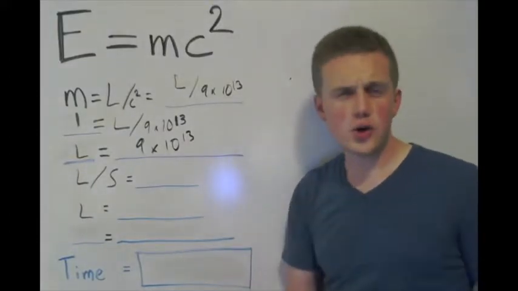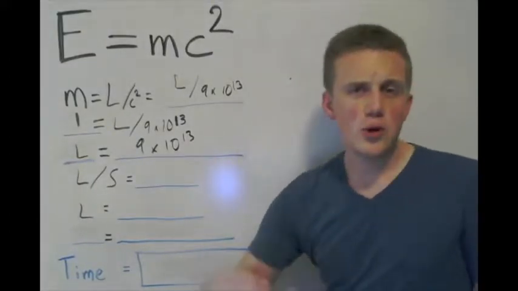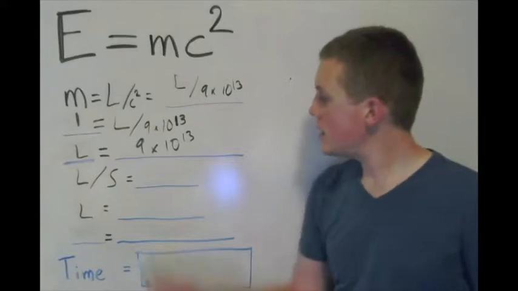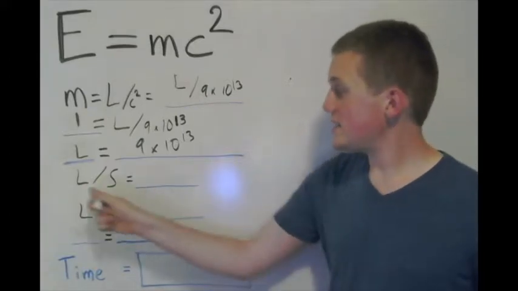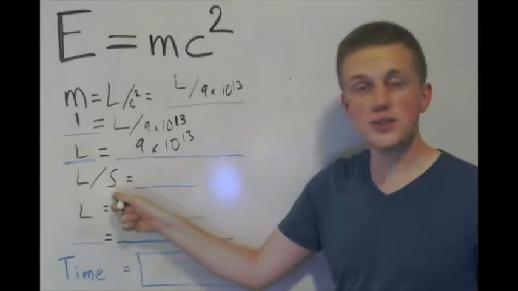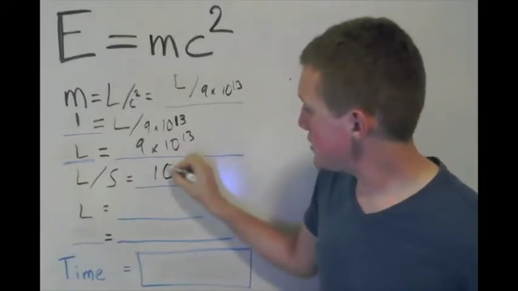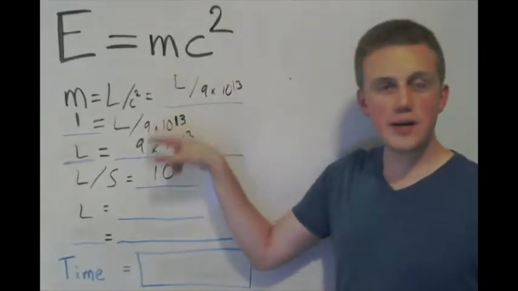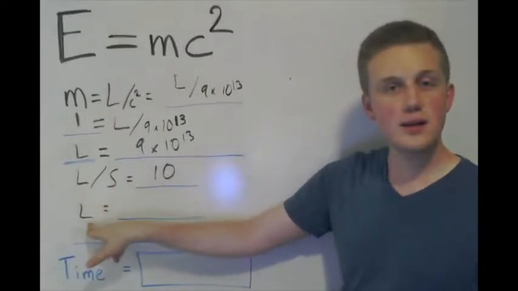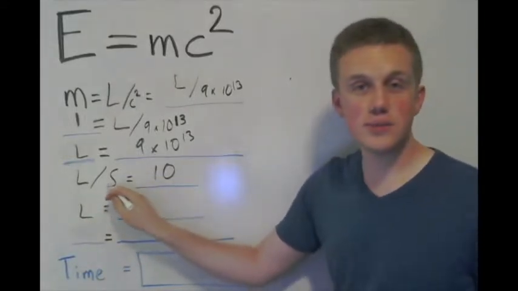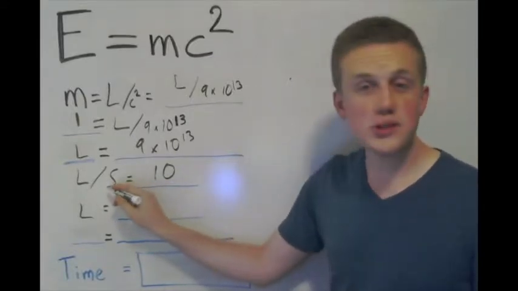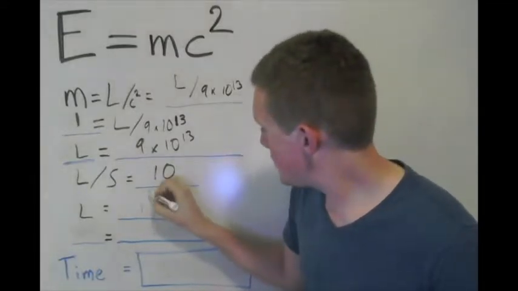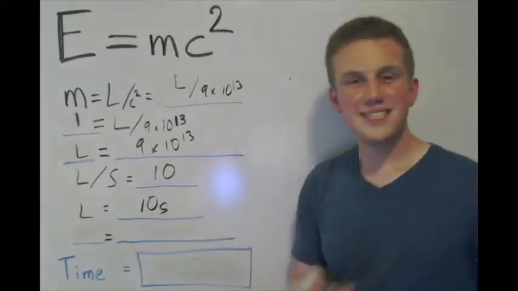In an earlier video, we said that my flashlight will emit a constant energy at a rate of 10 joules per second. We're going to represent that here by saying that the energy produced per second is 10. And in a similar way that we did up here, we're going to isolate L and put it in terms of the other quantities. So we'll multiply both sides of this equation by S, and we get that L equals 10S.